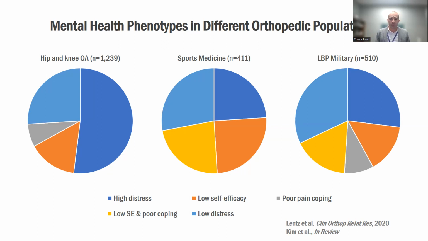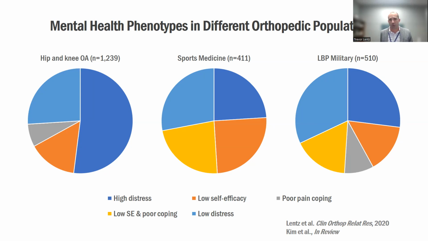What we found, generally speaking, was that there was a high distress and a low distress group. In those two other cohorts, we did find a group that was defined by low self-efficacy and poor coping as well. So a lot of consistency in high distress, low distress. As you get into some of those smaller subgroups, it becomes a little bit less consistent on what you're seeing from cohort to cohort. But one of the things I'll point out here too is that those high distress groups were much smaller in the sports medicine and the low back pain in the military group.